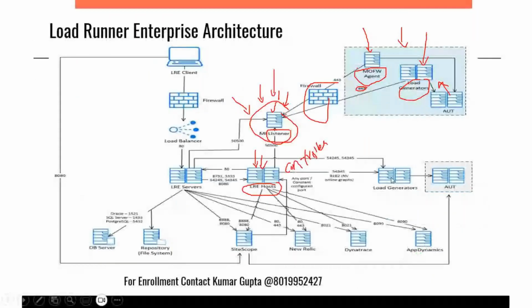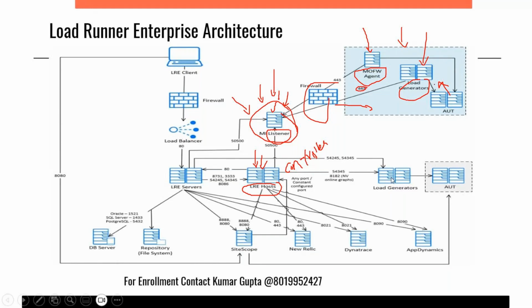Basically, if you have a firewall, you just need an MI listener and MOFW, these two things added extra. Usually the setup and everything, the LRE team takes care of it. You need not worry. But in the interview they will ask you one question: if it is behind the firewall, where should your LG and your LRE host be? The same question can be asked in the controller as well. If it is behind the firewall, where are your LGs? It is behind the firewall only.